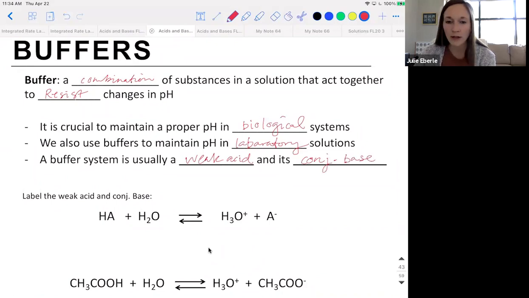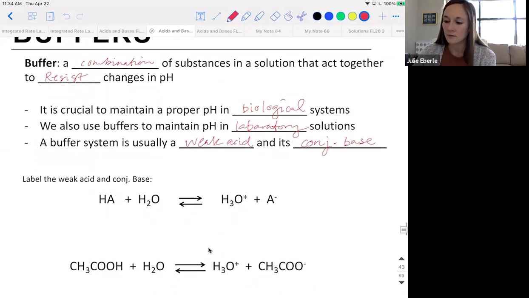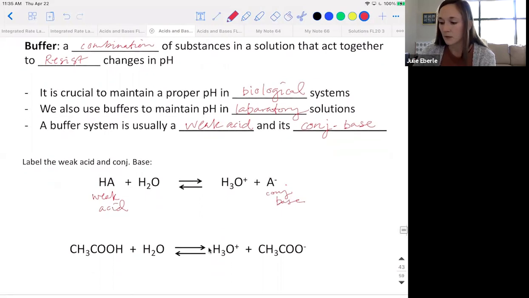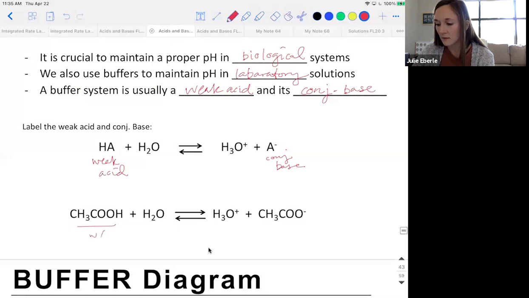Okay, so you guys remember how to identify a weak acid and a conjugate base? Can you label that on this next equation? Which one's the weak acid? Nobody? Thank you, Grayson. Conjugate base would just be once you give away the hydrogen, what's left over. Okay. So, for example, acetic acid. Here's your weak acid. Here's your conjugate base.